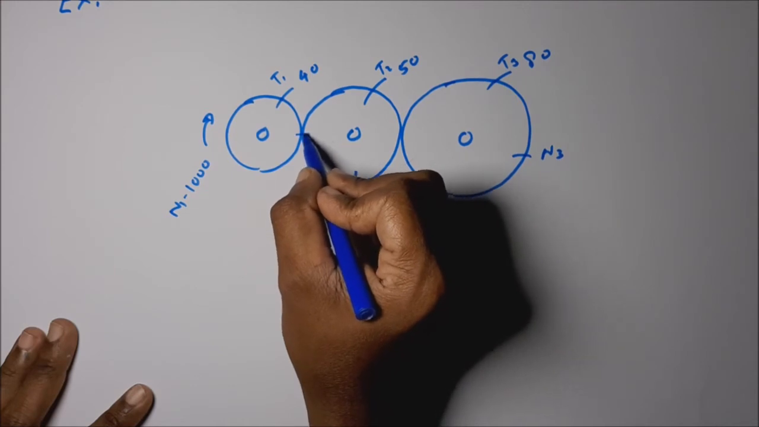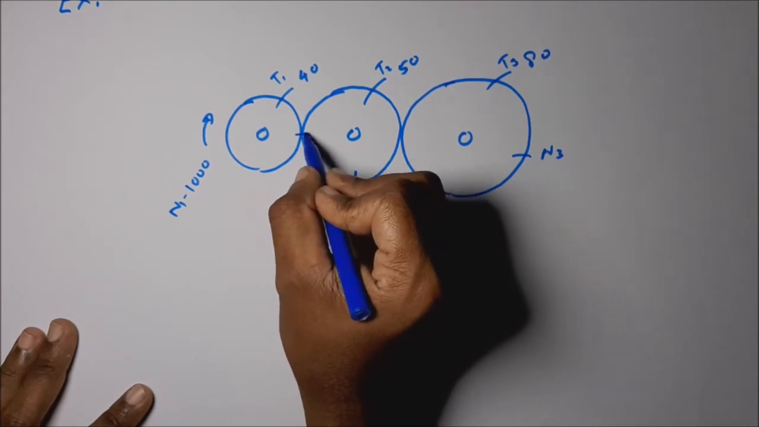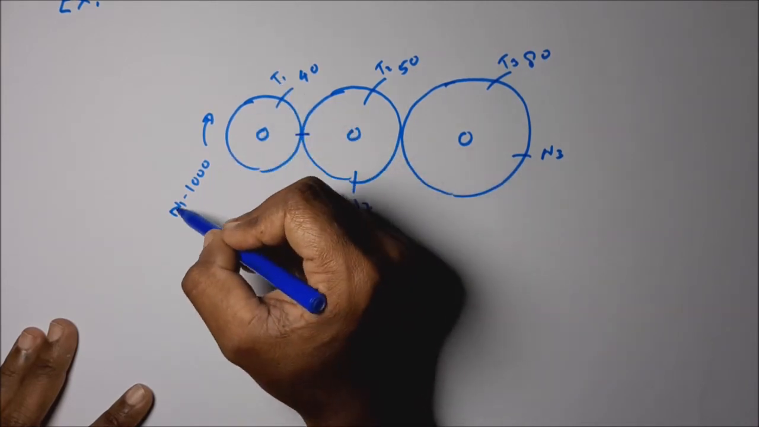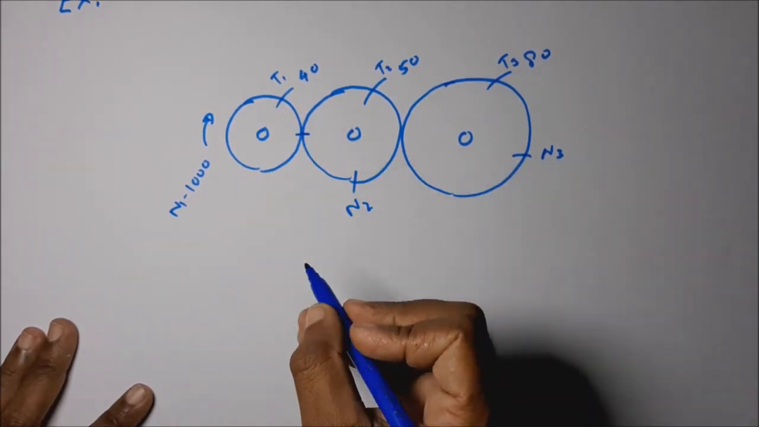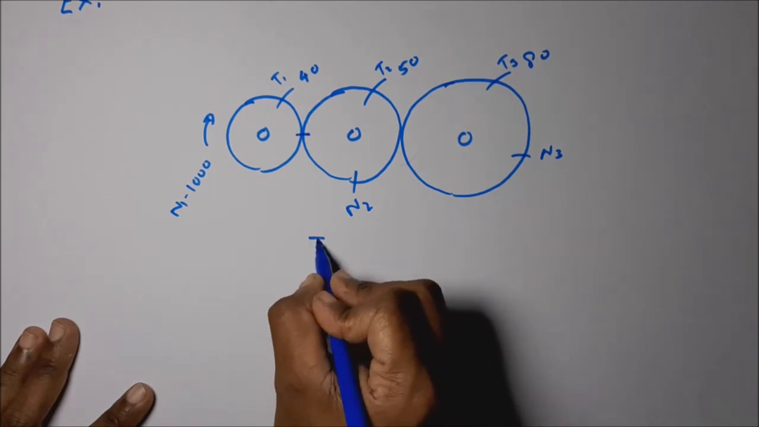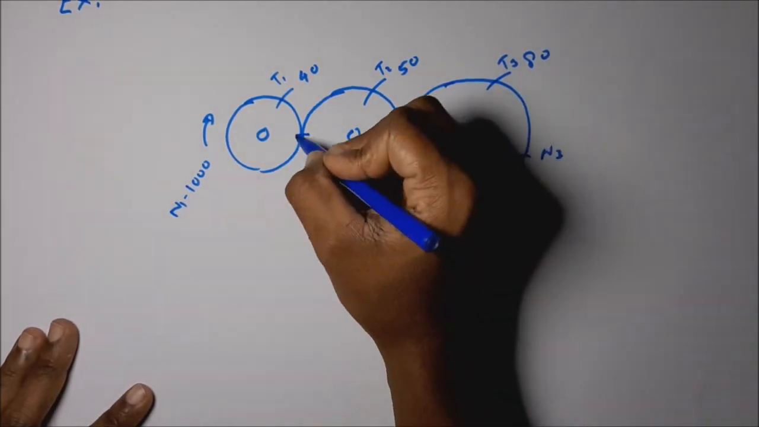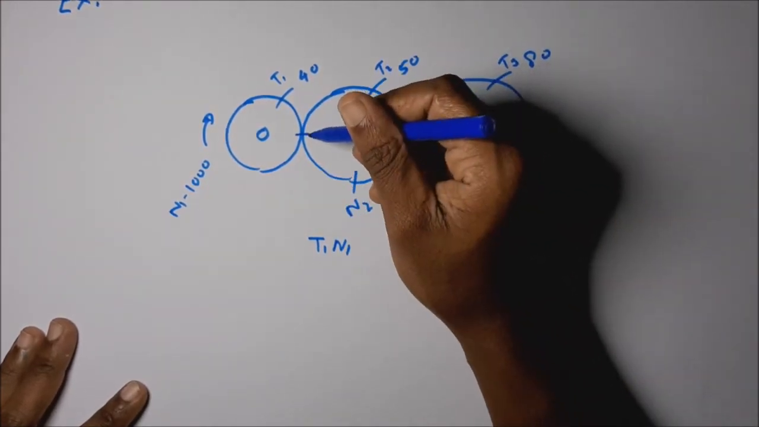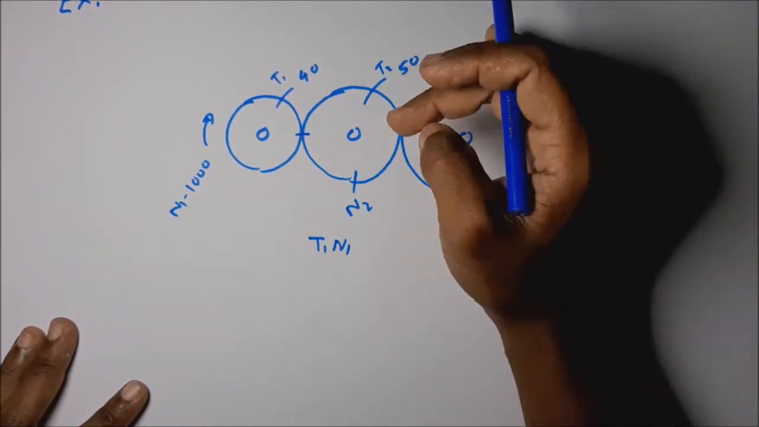If this is fixed, how many teeth are passing in the circumference? It has T1 teeth. When it produces n1 revolutions, T1 n1 teeth pass at this point. That means T1 n1 teeth are in contact with the second gear wheel.